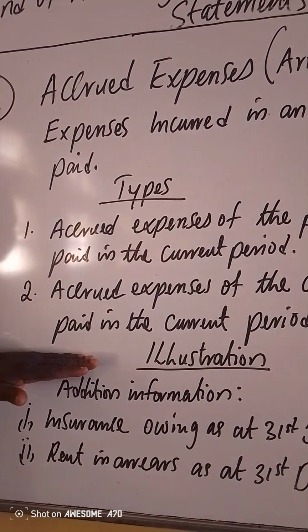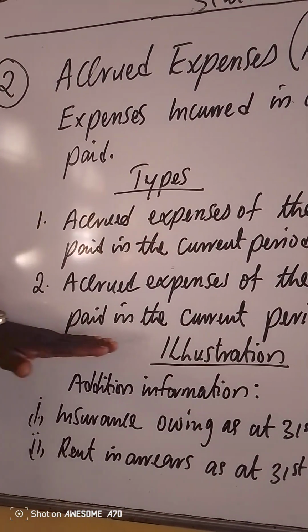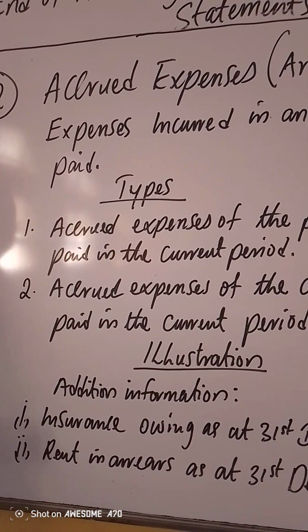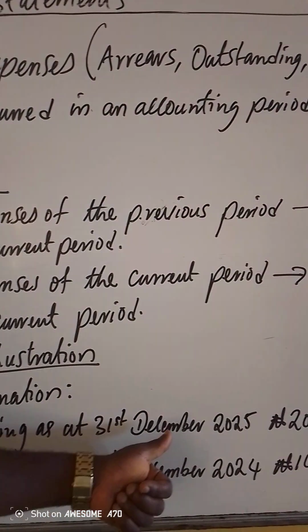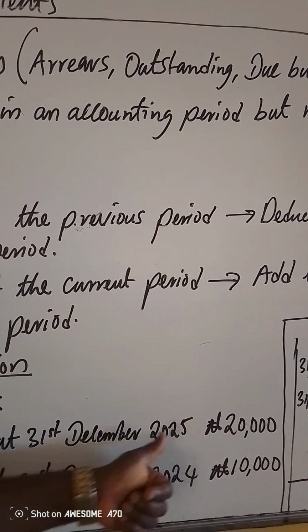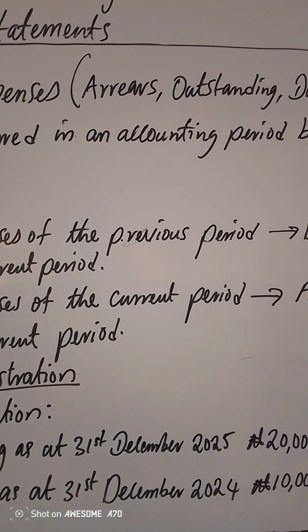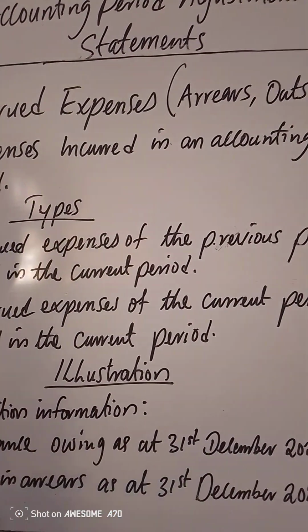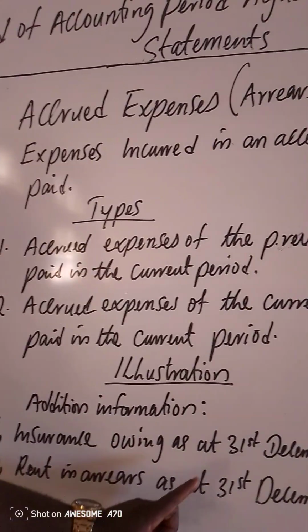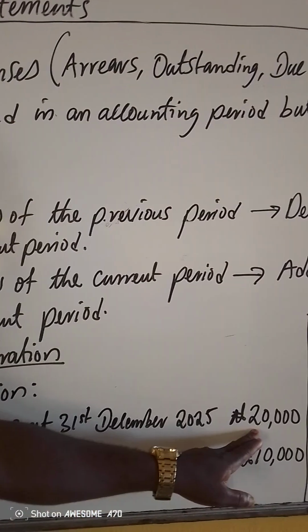This is additional information. Take it that you have a question, and this is the additional information to the question. Additional information 1 says, insurance owing as at 31st December 2025. Take it that this is our current year. So the current year ending, which is 2025, there was an insurance owing of 20,000. How do you treat it?